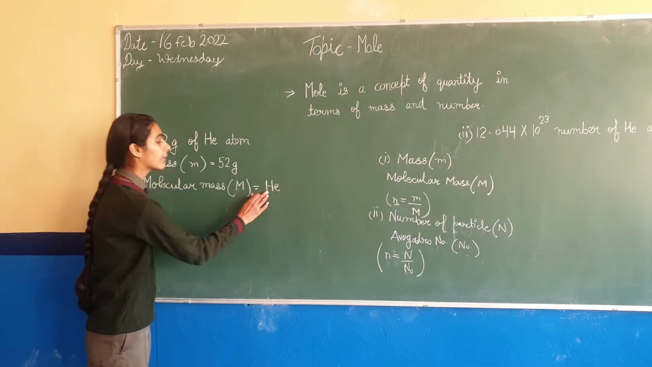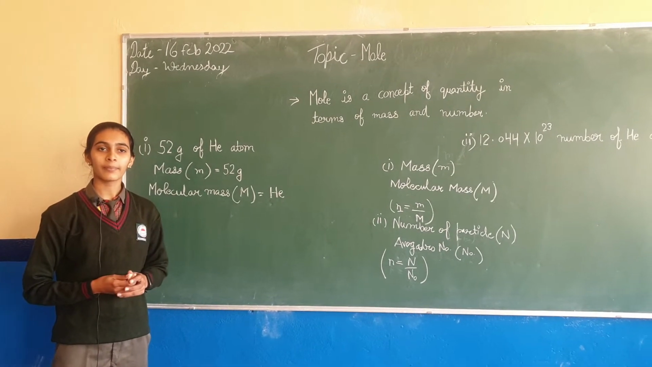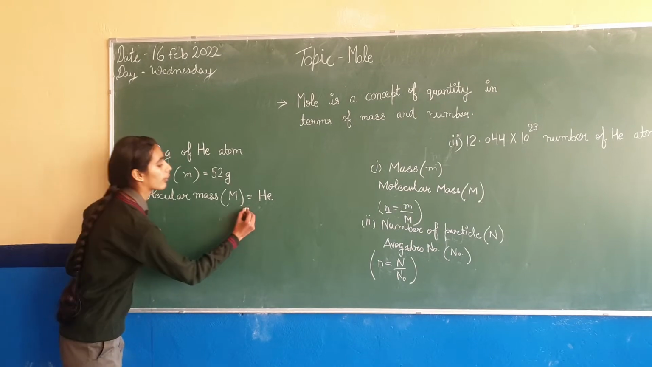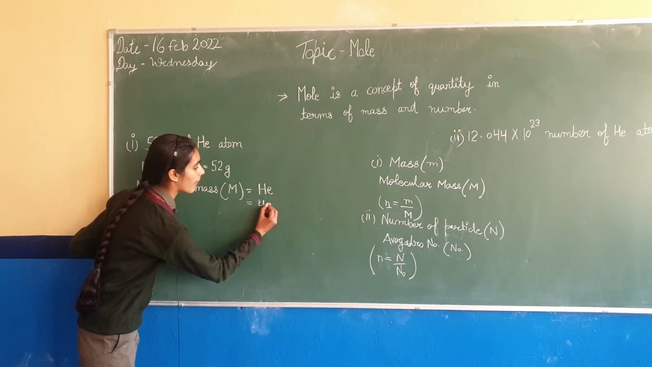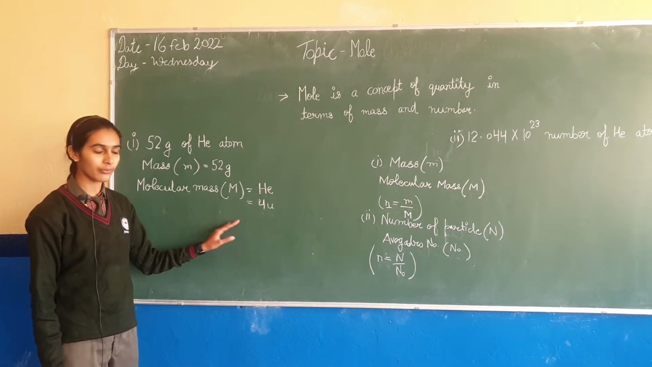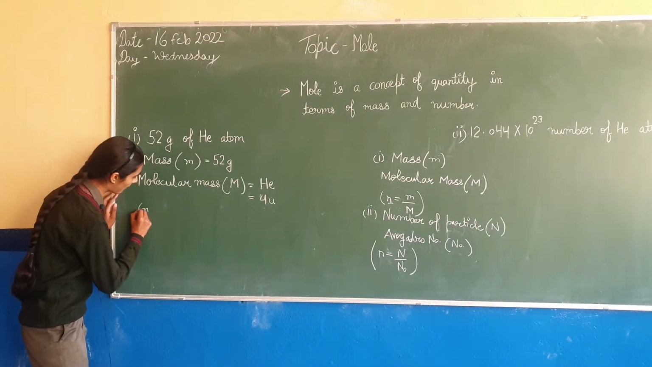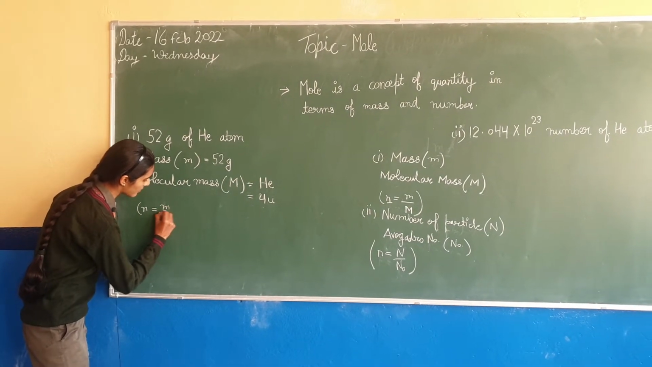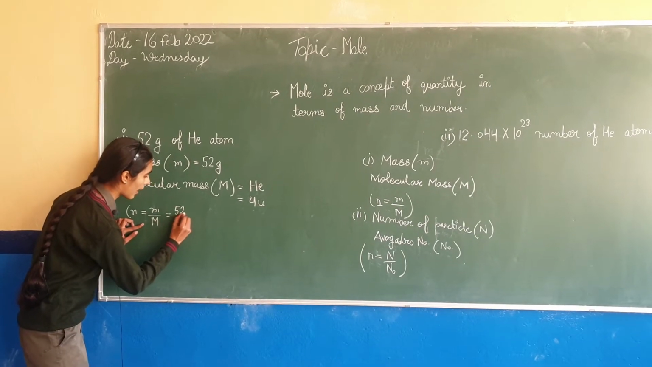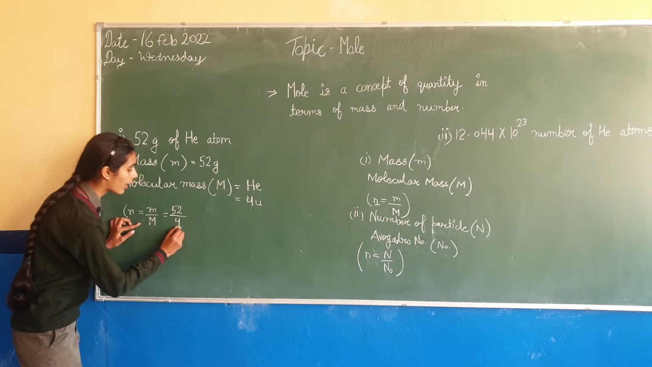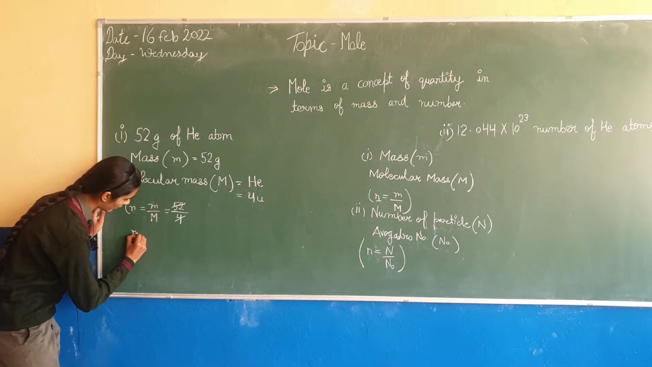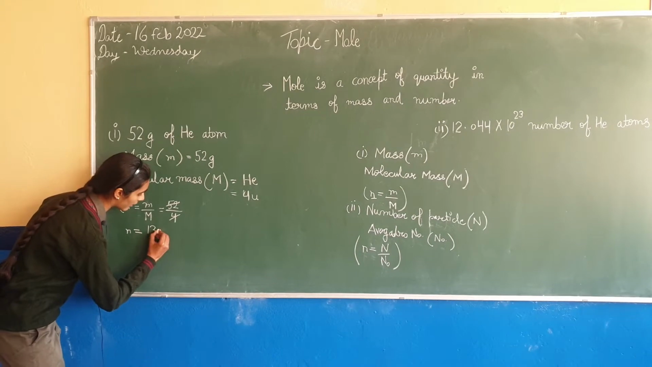You all know that, what is the atomic number of helium? Atomic number of helium is 2. Mass number of helium is 4. And the unit for mass number is unified. So molecular mass of helium is 4 unified. Let's apply our formula. n is equal to mass divided by molecular mass. Value of mass is 52 gram and value of molecular mass is 4. By calculating this equation, we will get the number of mole. Our answer is 13 mole.